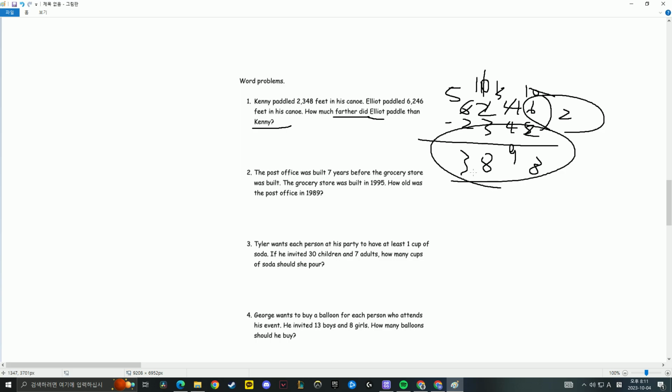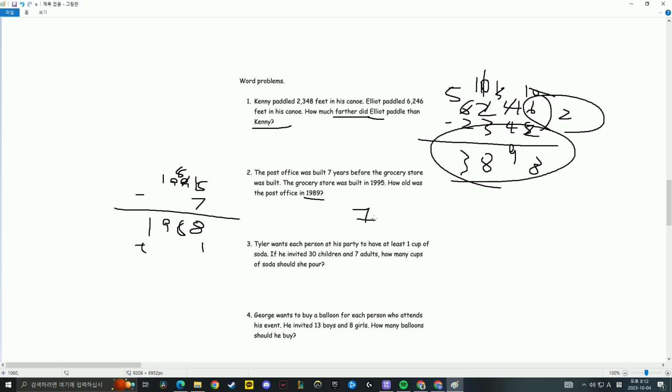The post office was built 7 years before the grocery store was built. The grocery store was built in 1995. How old was the post office in 1989? Okay, let's figure out when the post office was built. 1995 minus 7 because it was built 7 years before. Borrow is 15. 15 minus 7 is 8. 1988. It was built in 1988, and we're talking about 1989, which is plus 1 ahead of time, so it would be 1 year.